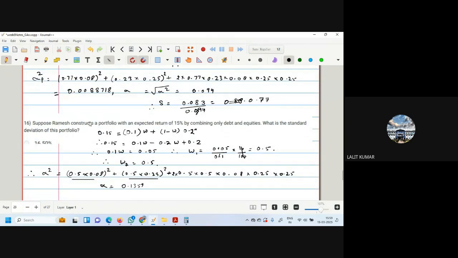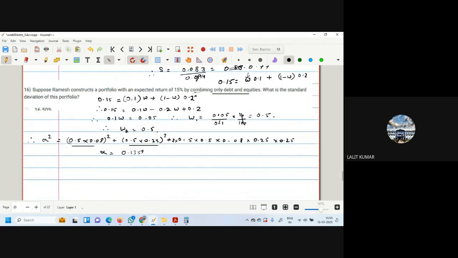Now suppose Ramesh constructs a portfolio with an expected return of 15% by combining only debt and equities. So it is very easy. You just make 0.15 equal to W into 0.1 plus 1 minus W into 0.2. Solve for W, so you will get the W of the debt. And then you get 1 minus W for the equity. This is easy. And then they have asked for the standard deviation also. So you put it in the formula of variance and you get that.